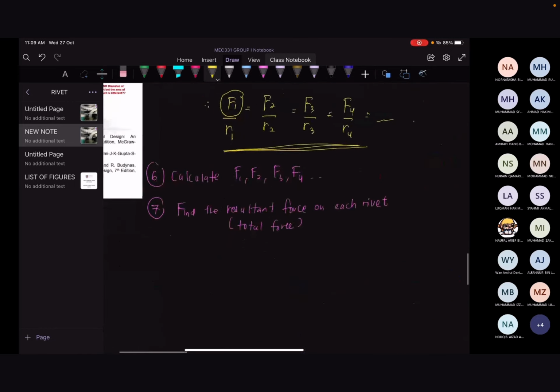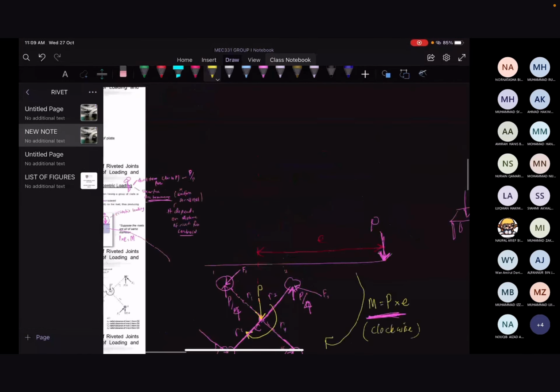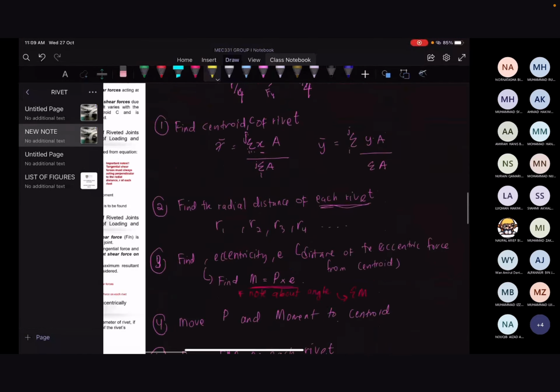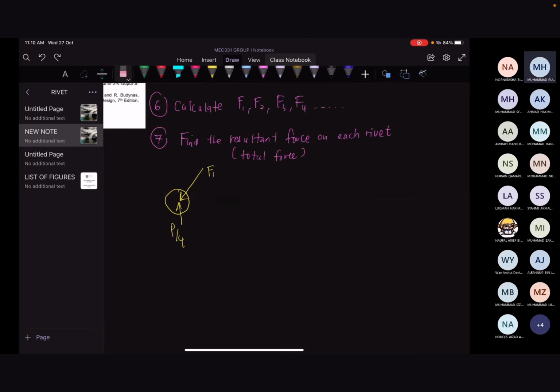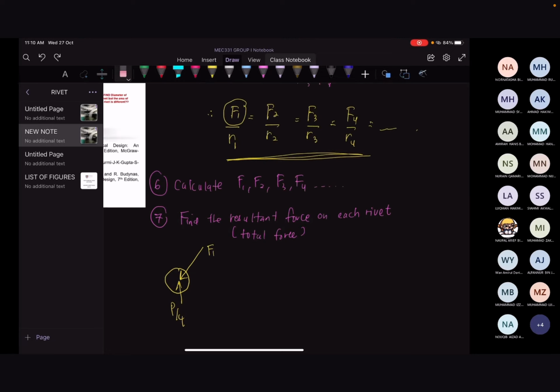So how do we find the resultant force for each rivet? You have to draw a free body diagram. Earlier we got F1 and P over 4. So how do we find the resultant force? You have to divide into X and Y components. We need to know the theta.